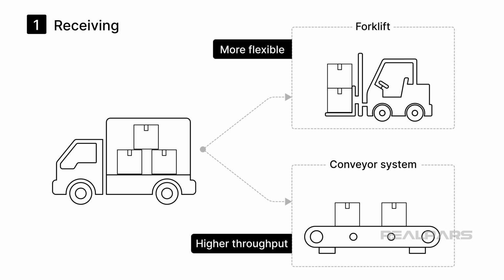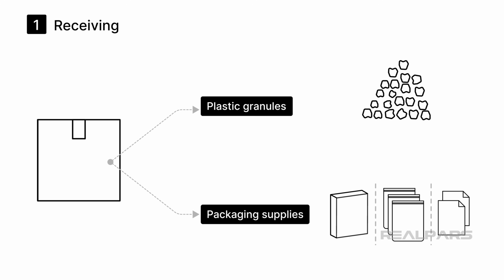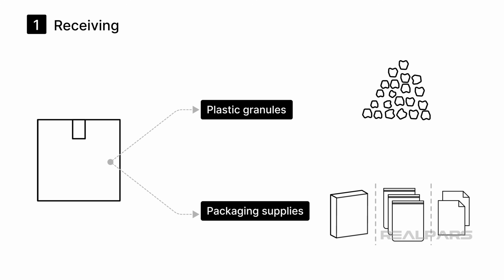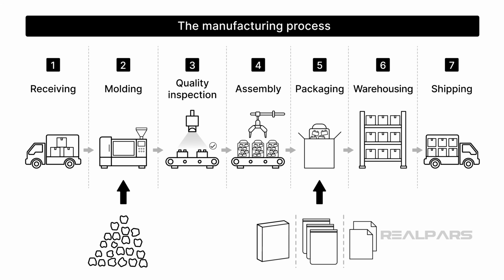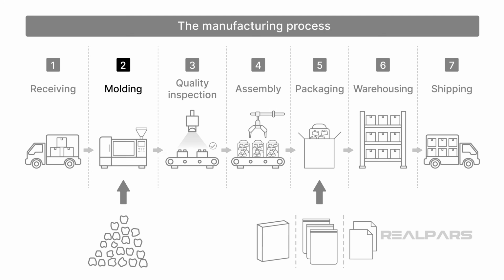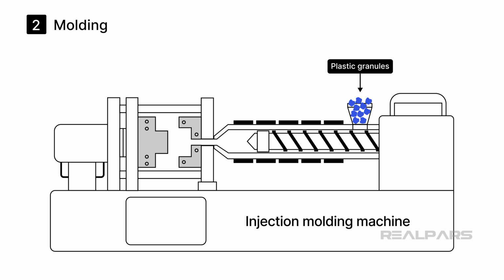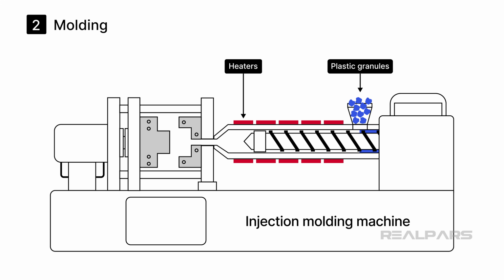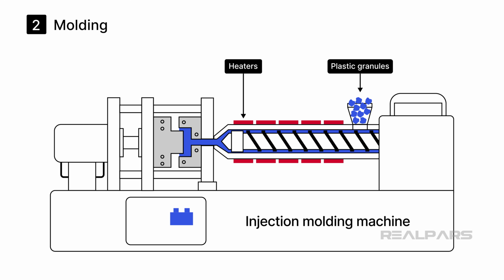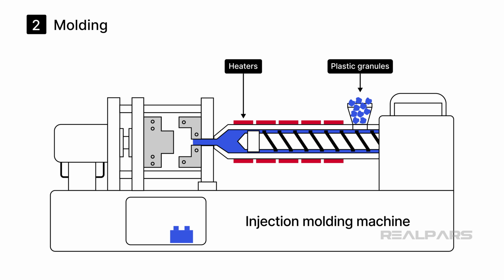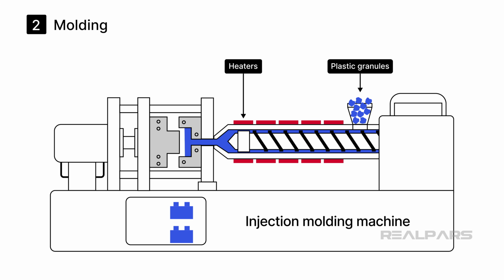At our brick factory, the incoming materials include plastic granules and packaging supplies. Once received, each material is routed to the area of the factory where it's needed. Plastic granules are sent to the molding area. Here, they are fed into injection molding machines that heat the granules and force the molten plastic into metal dies, which are metallic molds that determine the final shape of each piece.